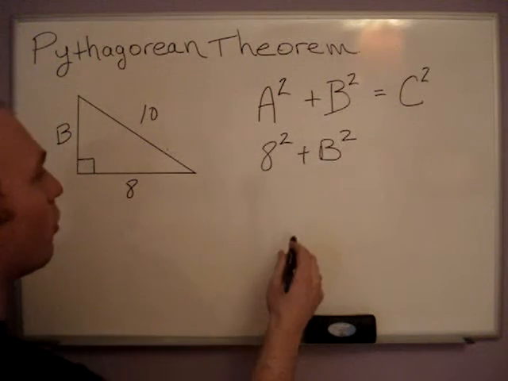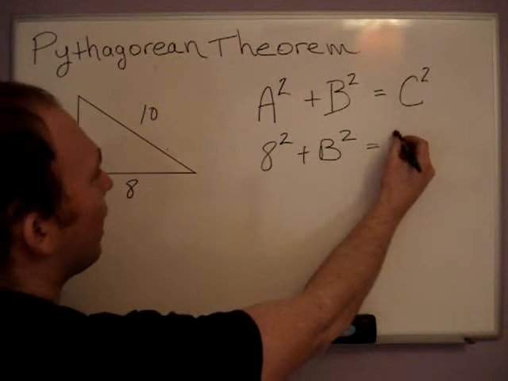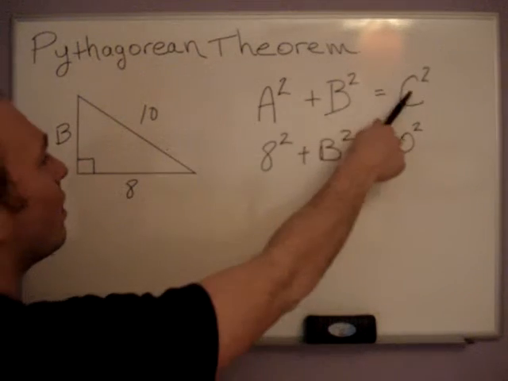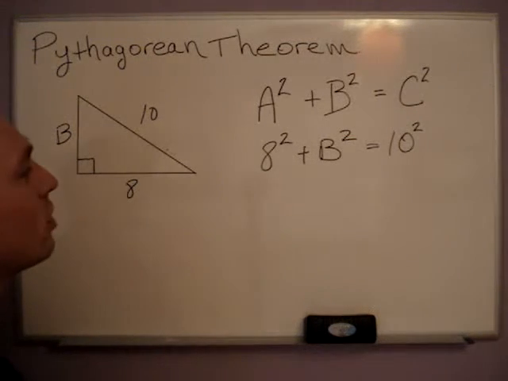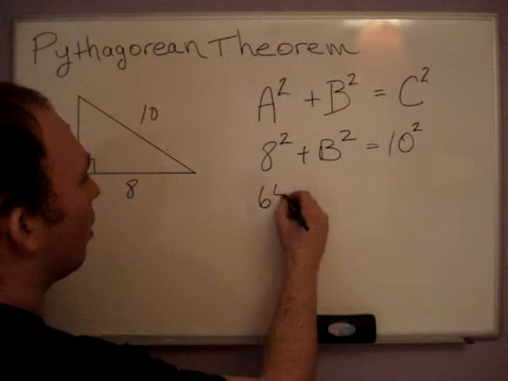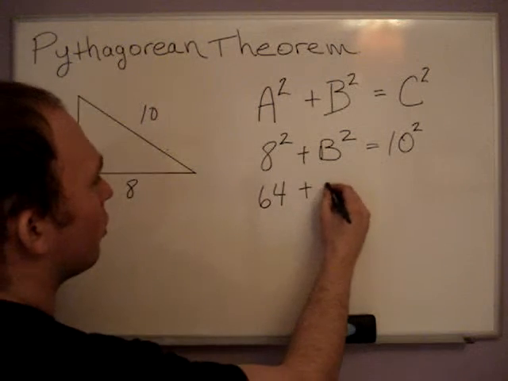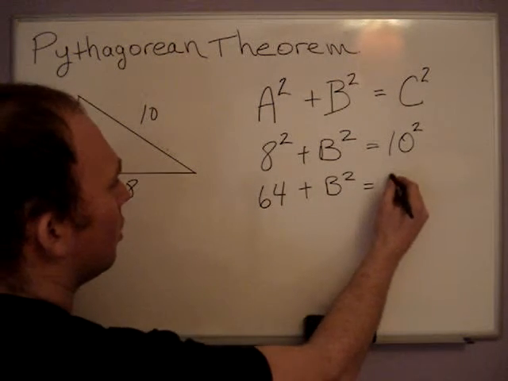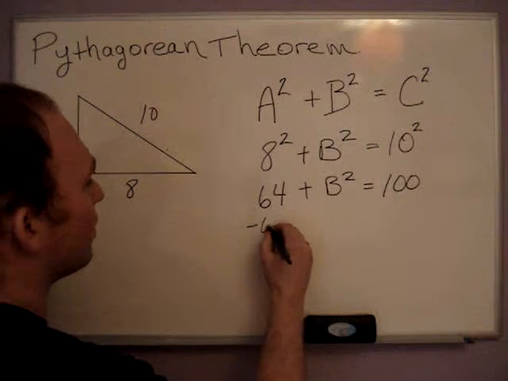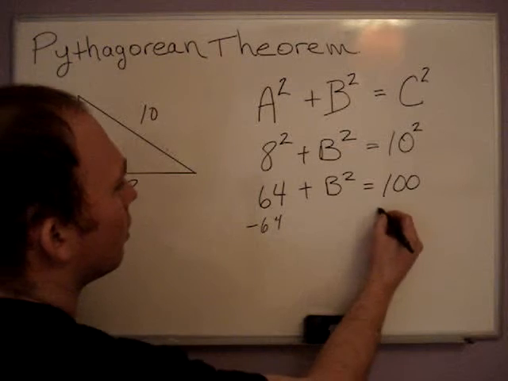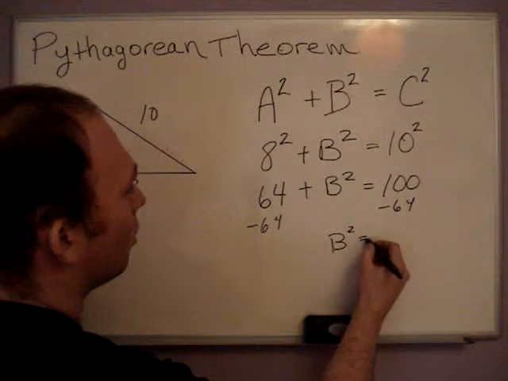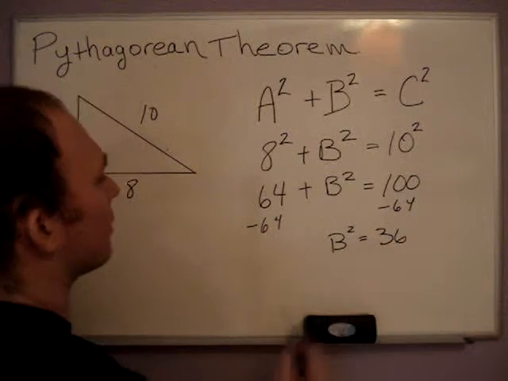Leave our b squared, that's what we're looking for. And we're given the hypotenuse this time, so we'll put that in. Remember, 10 must be the hypotenuse, the c in the equation, or it will not work. So we'll do our powers first. Drop the b squared down, and this equals 100. We will subtract the 64 from both sides. Drop our b squared down. This leaves us with 36.